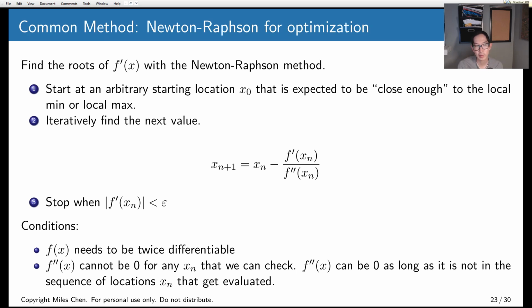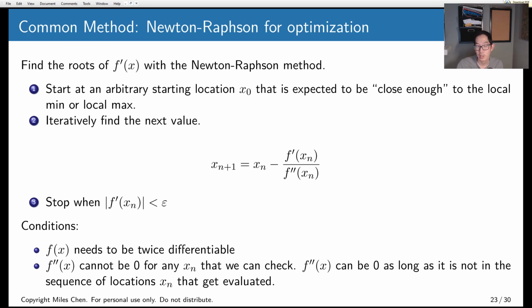So let's say we want to do it for Newton-Raphson method, okay? So what we want to do is we want to find the roots of f prime of x, okay? Find the roots of f prime of x. So we're going to start at some arbitrary location, x0. We're hoping that's close enough to the local min or local max, and then we just find the next value.